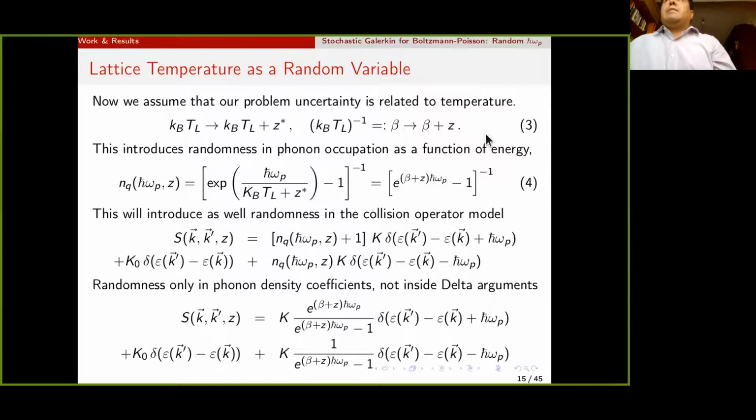And so we have this random variable introduced in here. The beta is quite commonly used in statistical mechanics. And basically, again, there's going to be an influence now in the phonon occupation. So by having randomness in the temperature, it influences the phonon distribution. But this is more manageable operationally because here the randomness basically just enters in the coefficients, not in the argument of the Dirac delta. So this is a little change, though we still have Dirac distributions as part of the scattering.